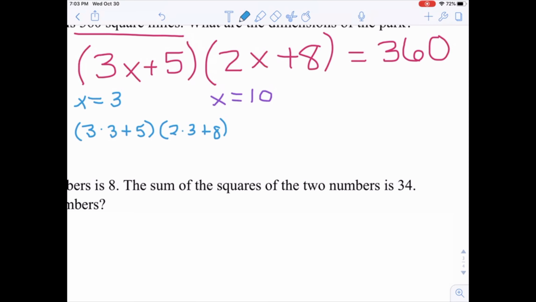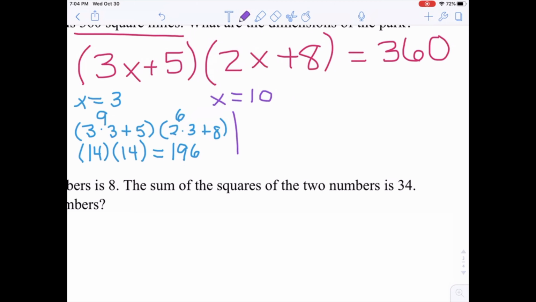So 3 times 3 is 9. So 9 plus 5 is 14. And 2 times 3 is 6. 6 plus 8 is also 14. 14 times 14 gives me 196, which is not what we want. So let's try 10.